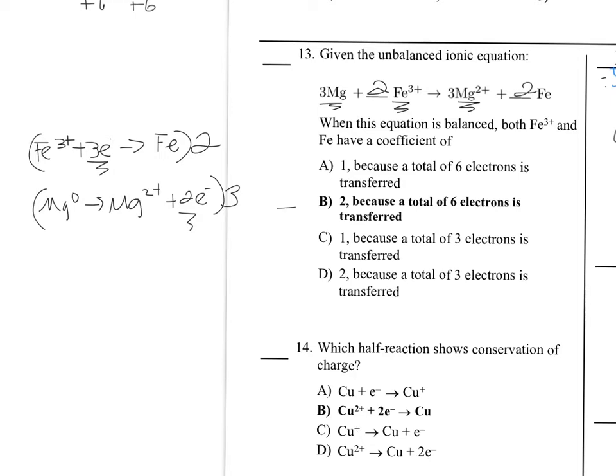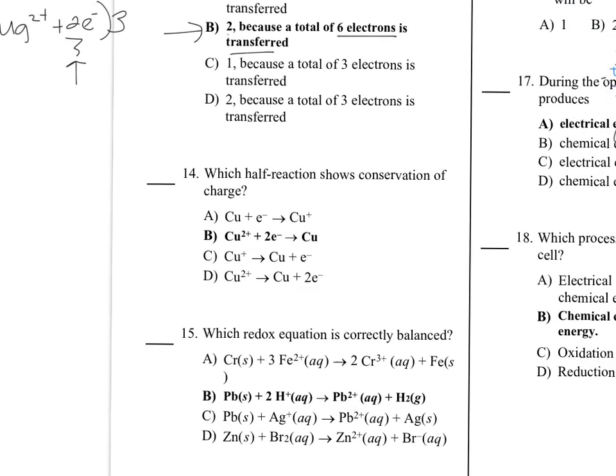And so we take a look at what our answer is. 2, which is what we got, because the total of 6 electrons are transferred, which is exactly what you'd get here in our half reactions. So it is nice and easy to see when you do that out.